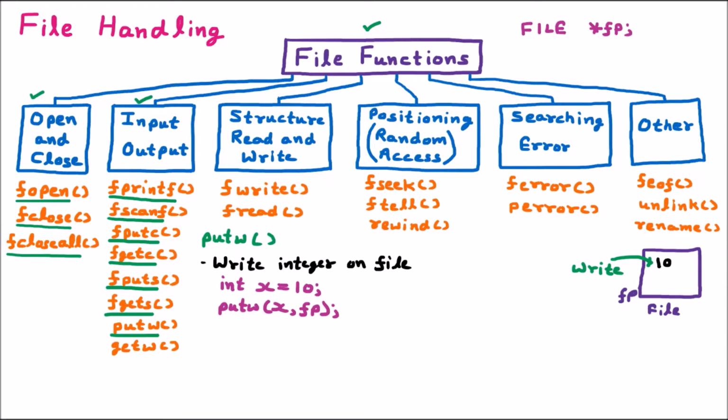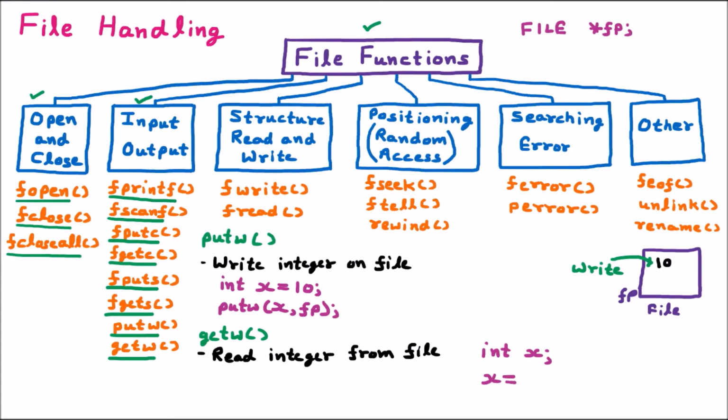The next function is getw. Here w signifies integer, which means read an integer from the file. Let's assume we have an integer variable, so we can say int x. We have declared one variable. Let us suppose that inside that variable we want to take the data from the file. So we can say x is equal to getw, getting the integer from the file associated with the file pointer fp. That means we are reading the data from the file.